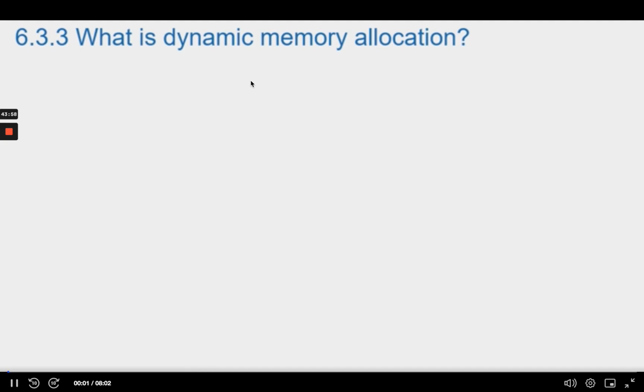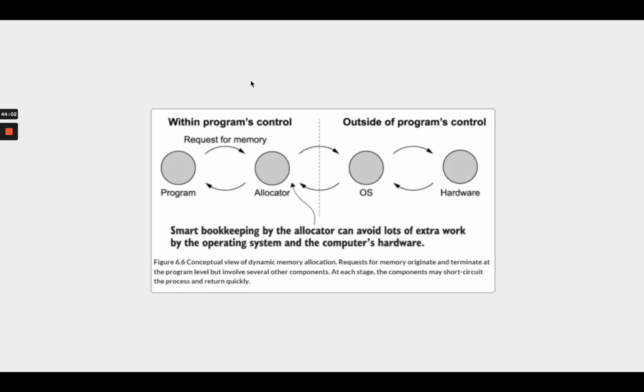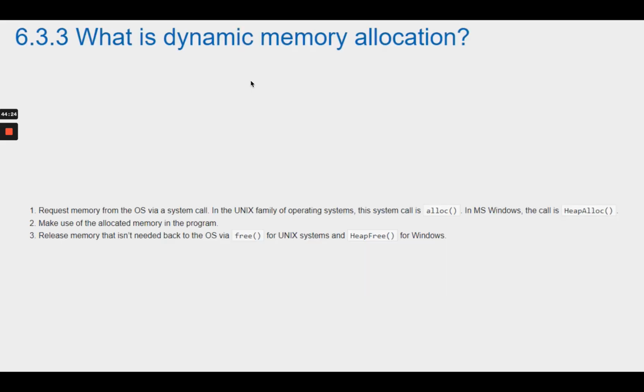Section 6.3.3. What is dynamic memory allocation? At any given time, a running program has a fixed number of bytes with which it gets its work done. When the program would like more memory, it needs to ask for more from the OS. This is known as dynamic memory allocation and is shown in figure 6.6. Dynamic memory allocation is a 3-step process.